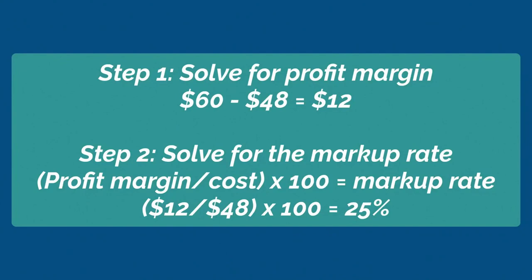Then you solve for the markup rate, which is the profit margin divided by the cost we pay. So our profit margin was $12. And we paid $48 for the medication. So you do 12 divided by 48, which is going to give you 0.25. And then once you multiply that by 100, you get a 25% markup rate.